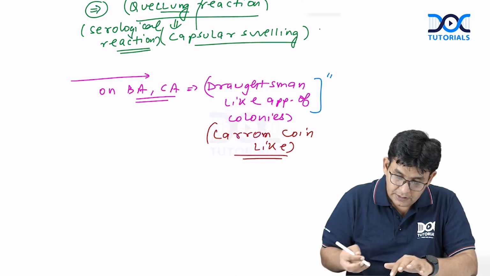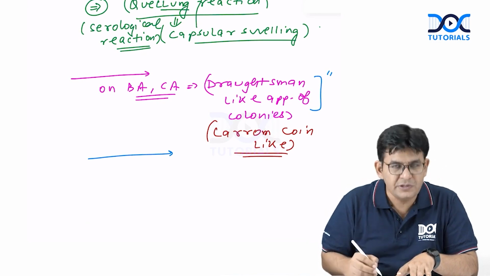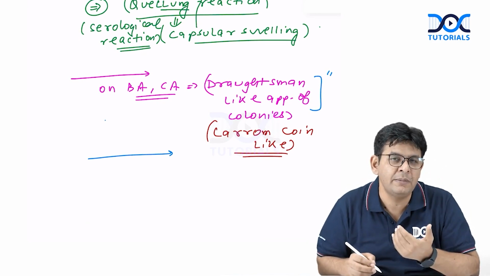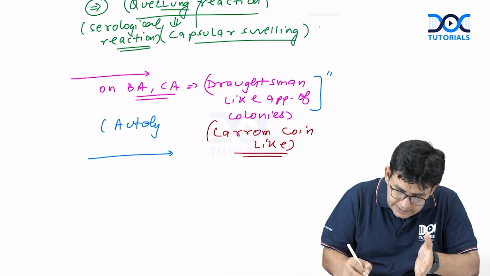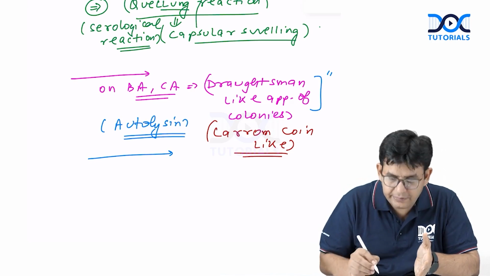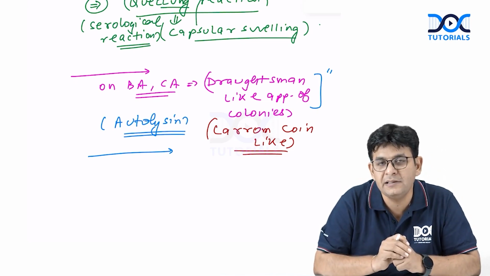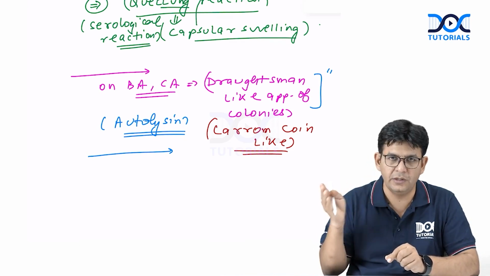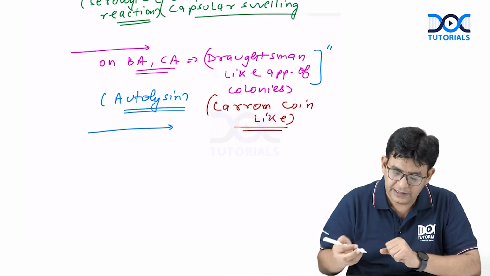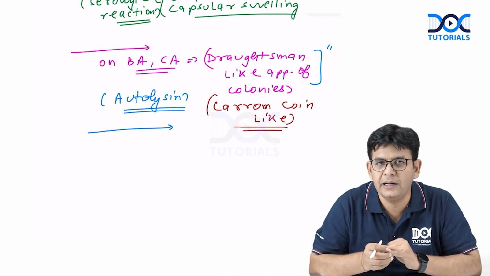Is it fine? Why does this carom coin-like appearance happen? It is due to a particular enzyme which is released, termed autolysin, an amidase enzyme, because of which this elevation and depression comes in the colonies. That is what is termed as carom coin-like appearance.